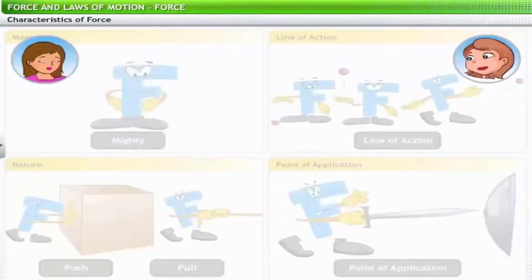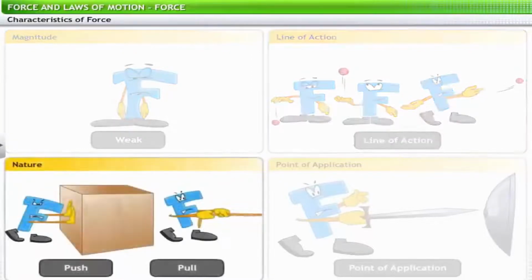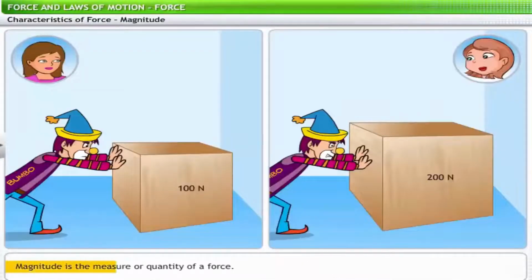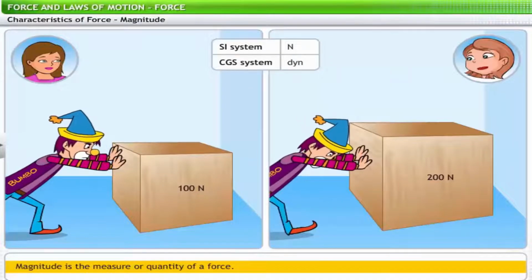So how do we identify force? You identify force using its 4 characteristics: magnitude, line of action, nature, and point of application. Magnitude is the measure or quantity of a force. Magnitude of force is quantified in Newton in the SI system and in dyne in the CGS system. Look at Bumbo trying to push the 2 wooden blocks of different sizes towards the wall.